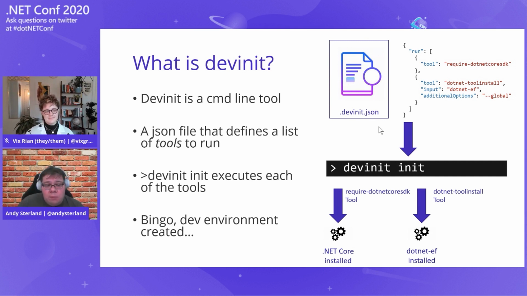So devinit can be used to install software. And the principal way it works is you as a developer define a JSON file. So up here on the right, you can see they've got this JSON file, and that's that little recipe that you're going to define that says my application needs these things.